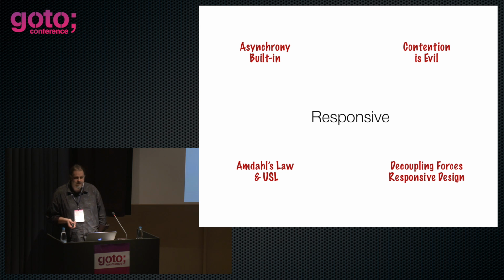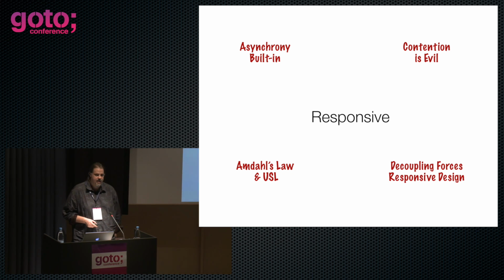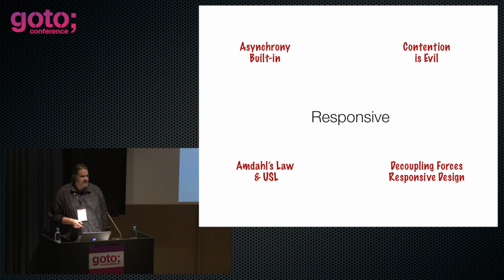Decoupling forces responsive design. It just does. So when things are more decoupled from one another, they're actually more responsive, and naturally they just fall out. Amdahl's law and the USL, which Martin mentioned, have a tremendous impact here. As things are more serialized, they will slow down. And that's only getting worse, and it will not get any better. In fact, systems that now seem to be pretty responsive, as you start pouring more cores in, if you're not thinking about things asynchronously, are going to actually get slower than they are today, which is a frightening concept.